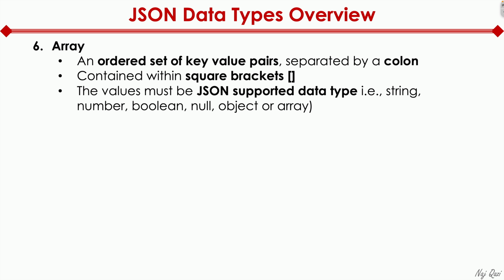The values must be JSON supported data types. And so what are the data types? Well, string, number, Boolean, null, object, or array. Now, what's interesting is you might be going, isn't this an array? How could you have an array within an array? Well, that's a mind twister, I know, but that's the idea.